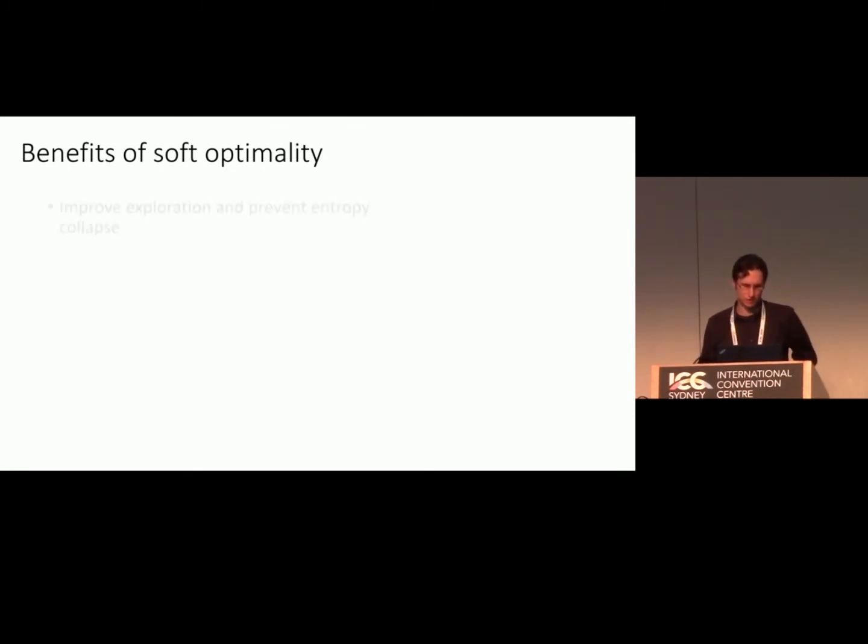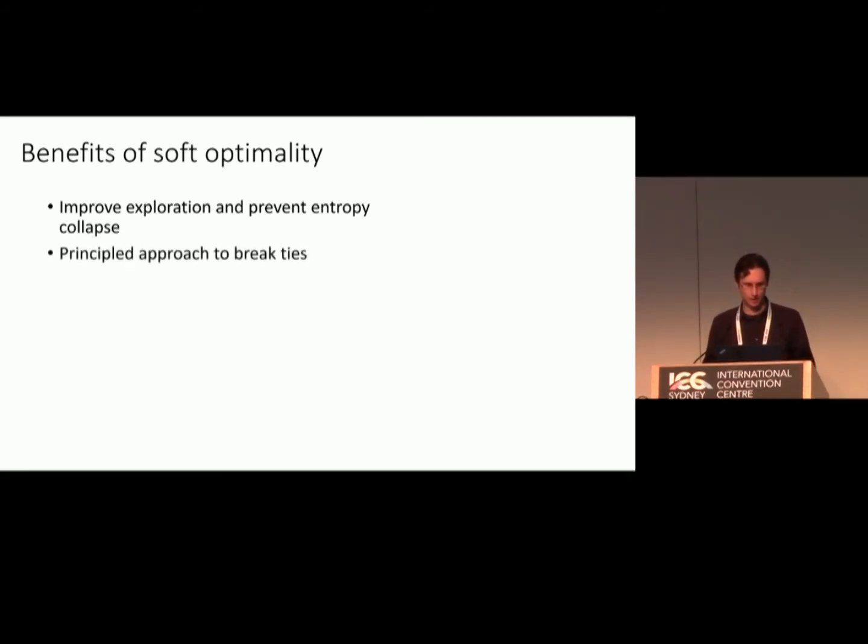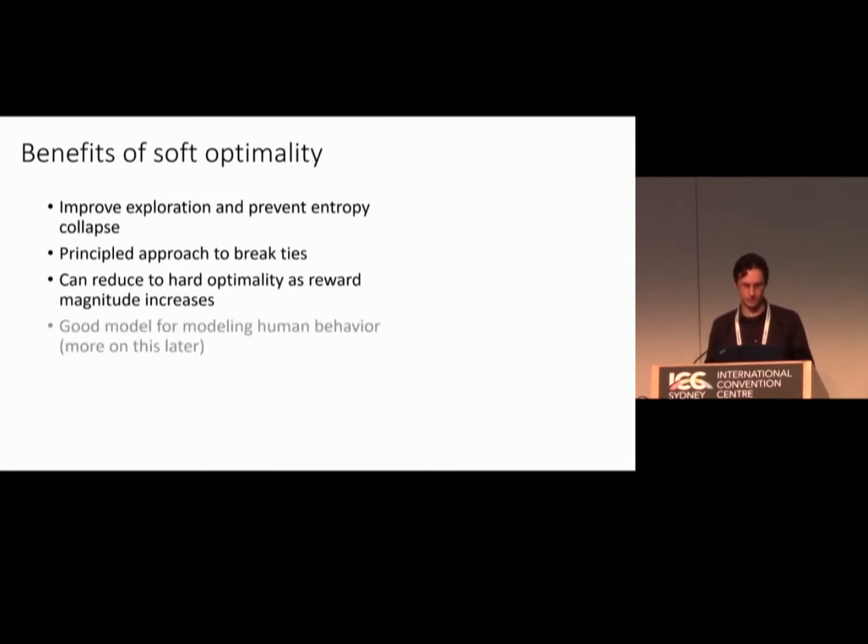All right, so why should we care about this? What are some of the benefits of soft optimality? Well, it can improve exploration and prevent your entropy from collapsing in policy gradient methods. It's a principled approach to break ties, so if you have a few actions that are all about equally good, this method will actually choose all of those actions instead of arbitrarily picking one that's a little bit better. It can reduce to hard optimality as the reward magnitude increases, so hard optimality is a special case of this. And it turns out that this is a very good model for modeling human behavior, as Chelsea will discuss later when she talks about inverse reinforcement learning.